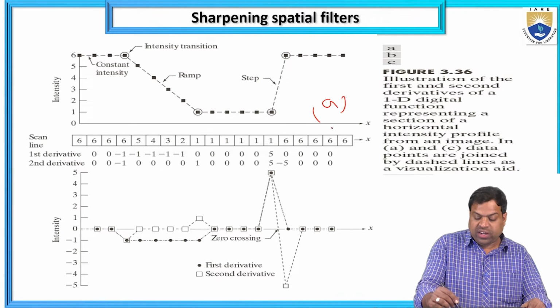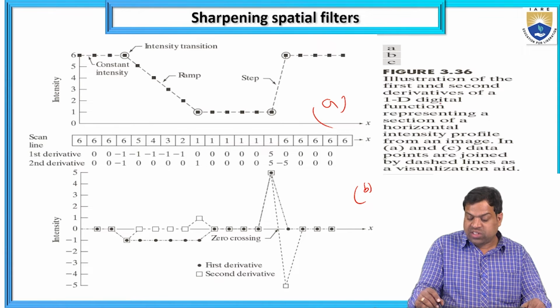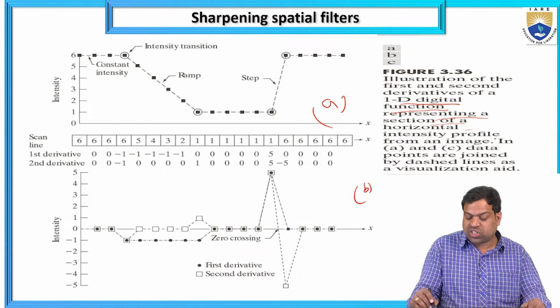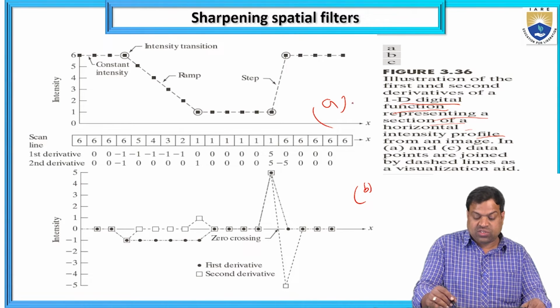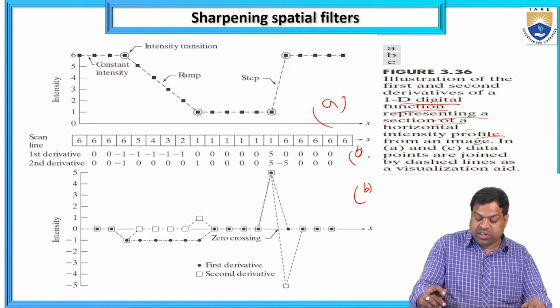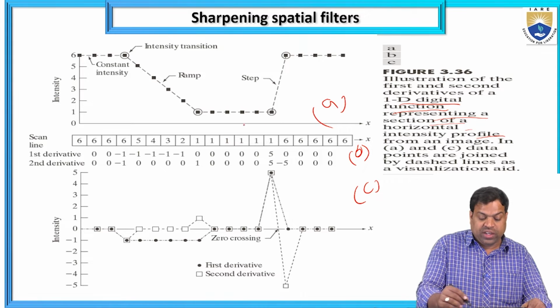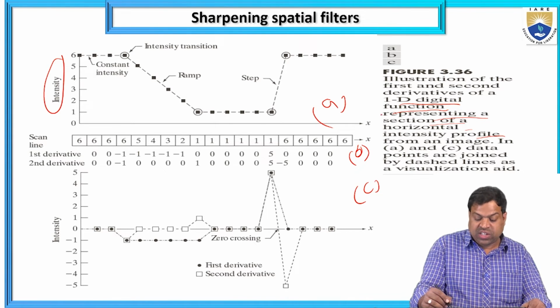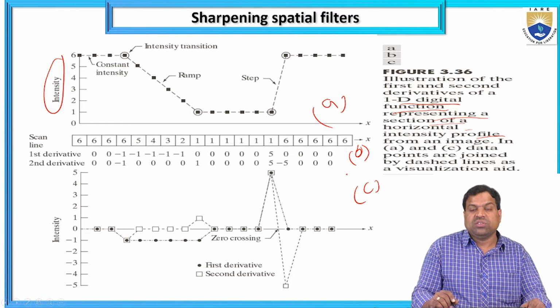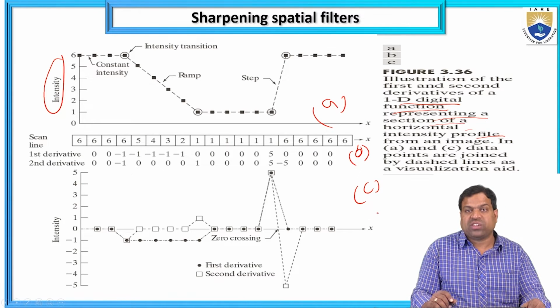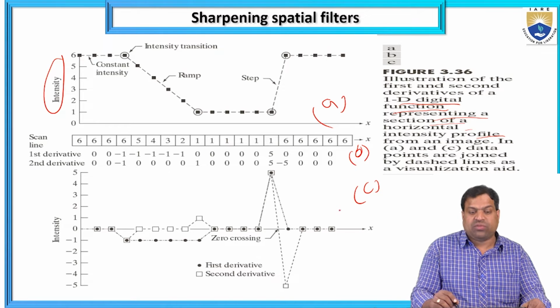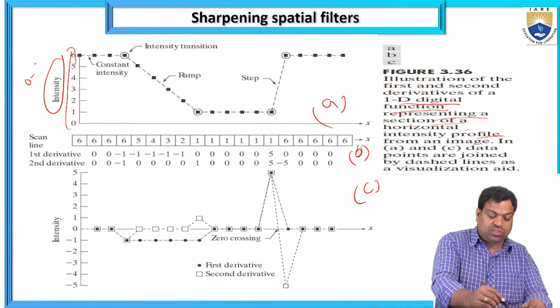Here figure A, figure B and figure C are shown. Figure A shows the first order and second order derivatives of a one-dimensional digital function representing a section of a horizontal intensity profile. In figure A, I am taking the x-axis as the number of pixels and the y-axis as the intensity, with intensity values from 0 to 6.